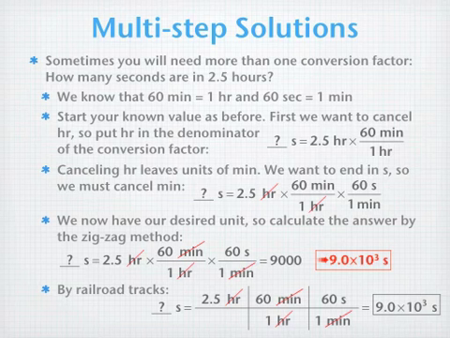By the railroad tracks method, we get exactly the same result, exactly the same setup. Again, some people may like this, and some people may prefer the conversion factor method.